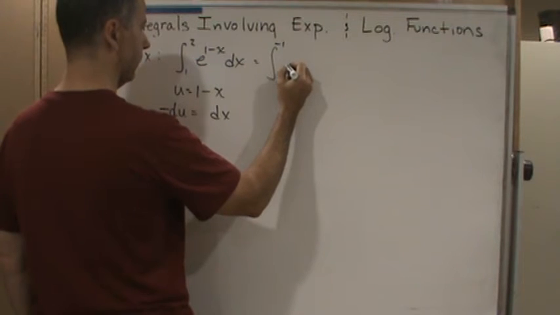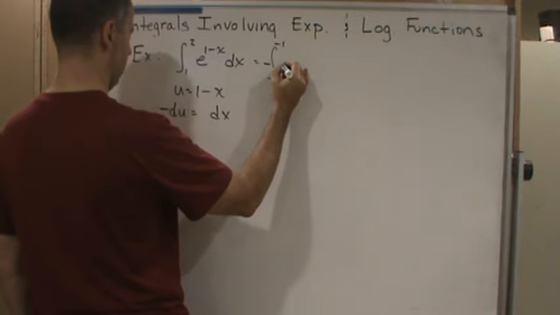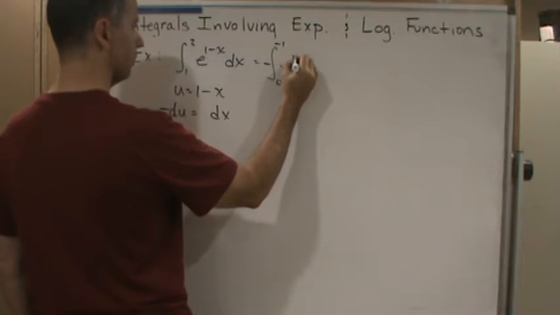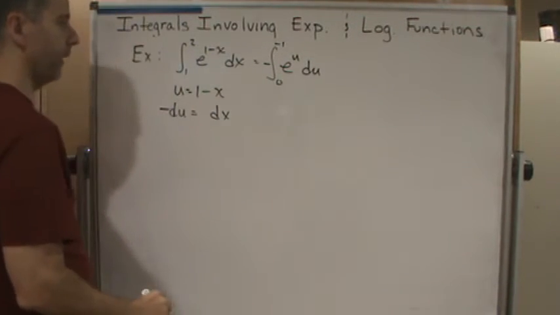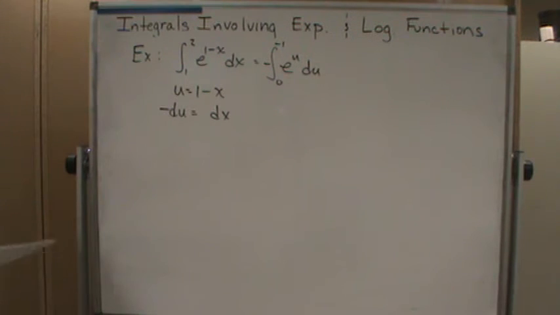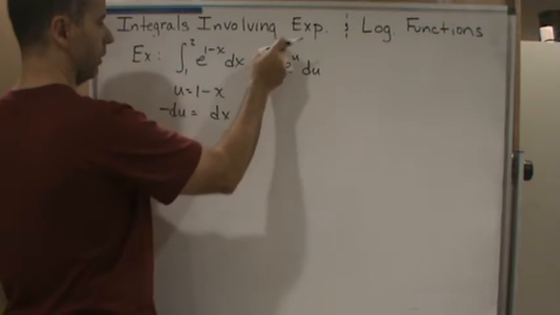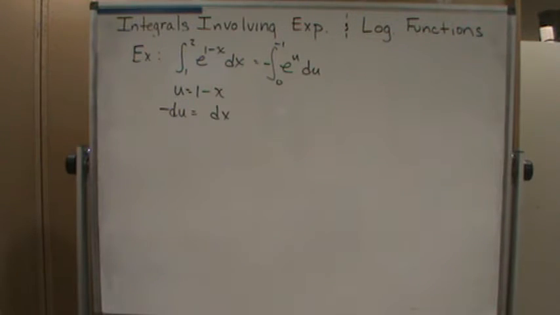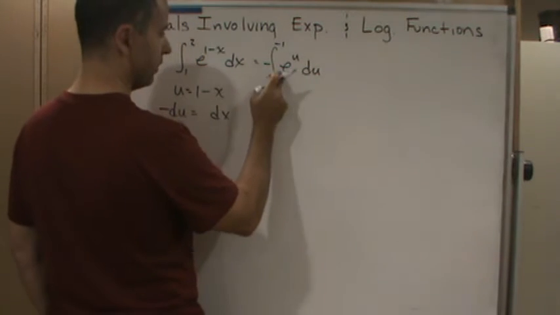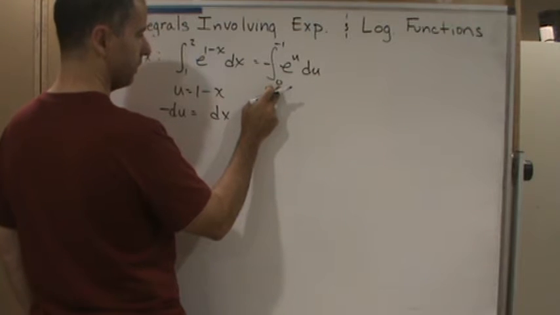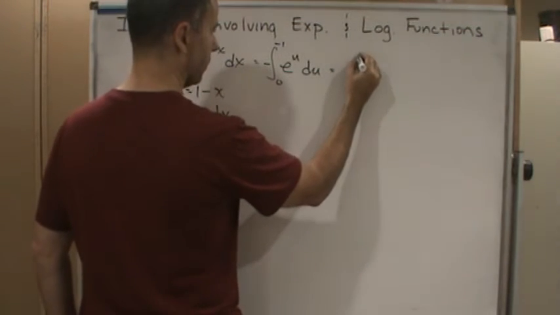It's going to be negative the integral of e to the u du. Now, it doesn't matter, but we could switch the limits of integration. Because 0 to negative 1, we usually put the smaller number on the bottom. So why don't we switch the limits of integration?